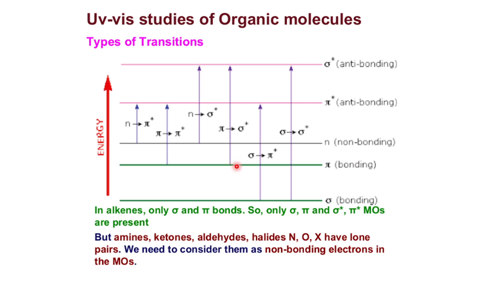The third one is pi to sigma star or pi to pi star. And the last one is n to pi star or n to sigma star. Usually for any organic molecule, most of the time we will get pi to pi star, sigma to pi star, pi to sigma star, or n to pi star. These four are the most possible outcomes in UV analysis. The rest are difficult to get in UV because of the higher energy gap.